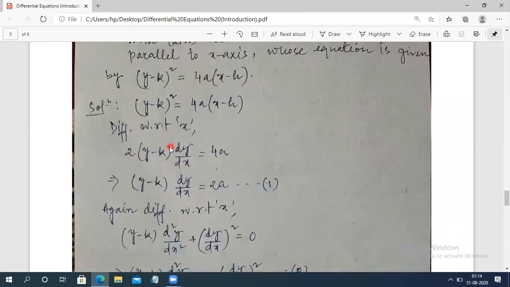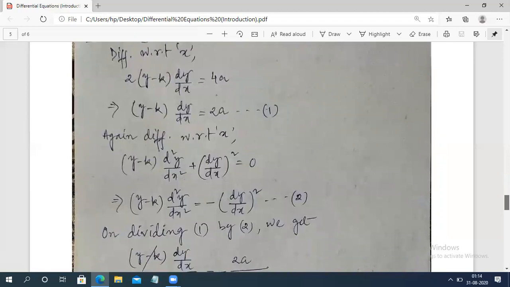First, differentiate this given equation of the parabola with respect to x. We'll get 2(y minus k) dy/dx equal to 4a. That means (y minus k) dy/dx is equal to 2a. Since there are two arbitrary constants, we have to differentiate it again with respect to x.